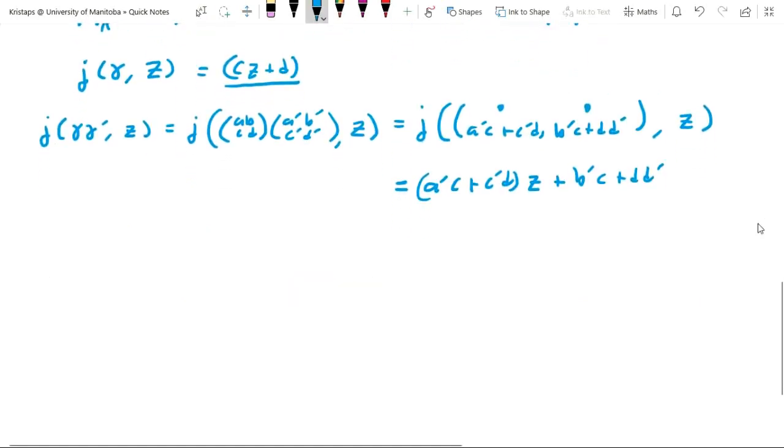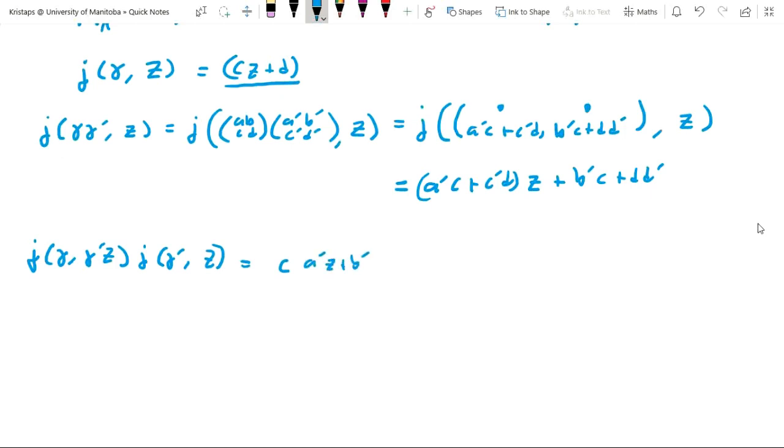Alternatively, suppose I were to take the product of the factor of automorphy of gamma at gamma prime z and the factor of automorphy for gamma prime at z. So this becomes c multiplied by gamma prime z, plus d. So expanding that out would be c times (a prime z + b prime) over (c prime z + d prime), plus d. So that is this factor of automorphy here. And that whole quantity is multiplied by the other factor of automorphy, which is c prime z + d prime.